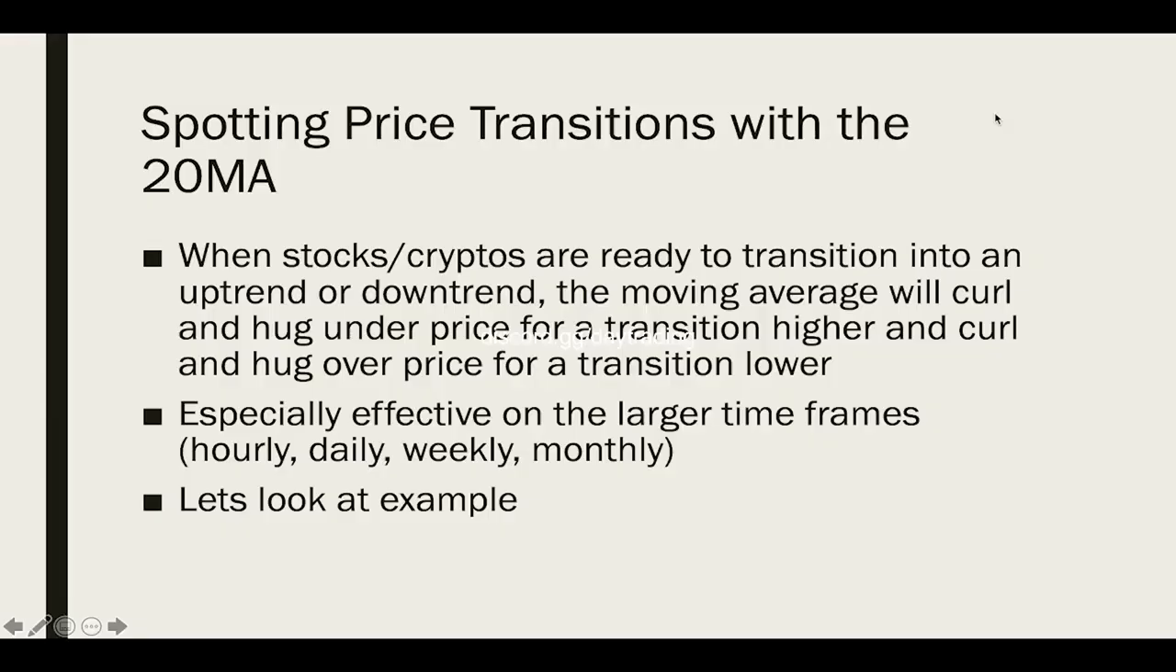Okay. So another very useful way to use the 20-day moving average is for spotting price transitions. When stocks or cryptos are ready to transition into an uptrend or a downtrend, the moving average will begin to curl and hug under price for a transition higher, or curl and hug over price for a transition lower. This is really effective for the larger time frames and for longer term trades or swing trades. And usually the time frames you're going to be looking at is the hourly, daily, weekly, or monthly.